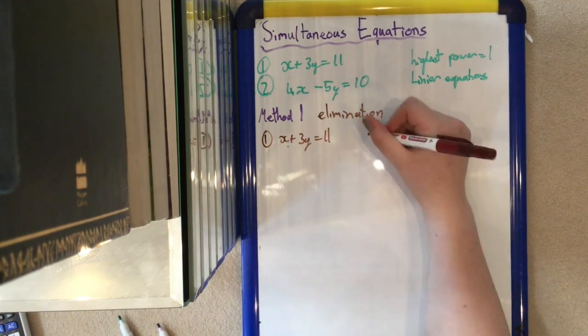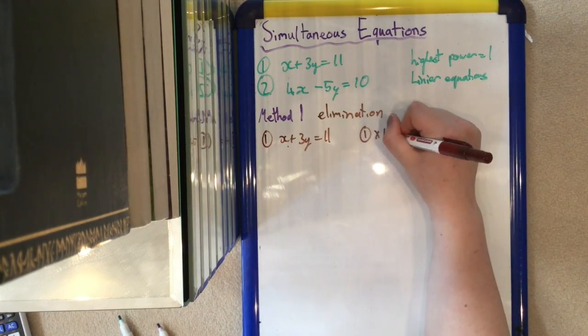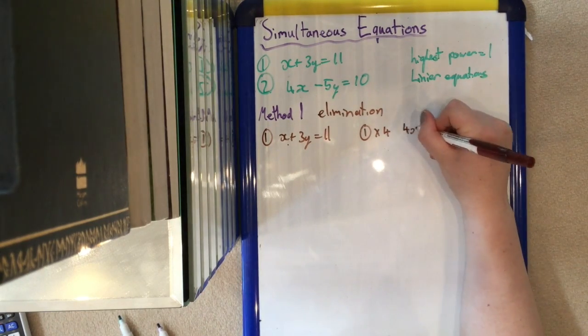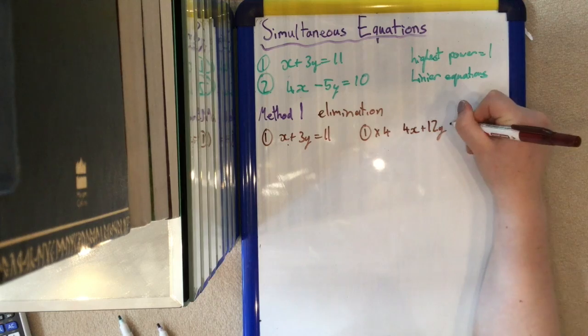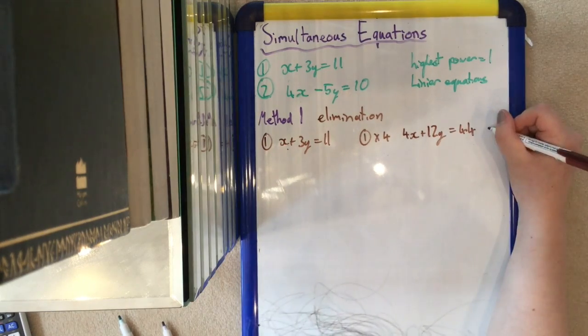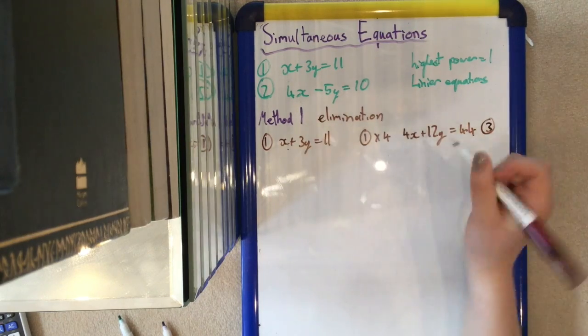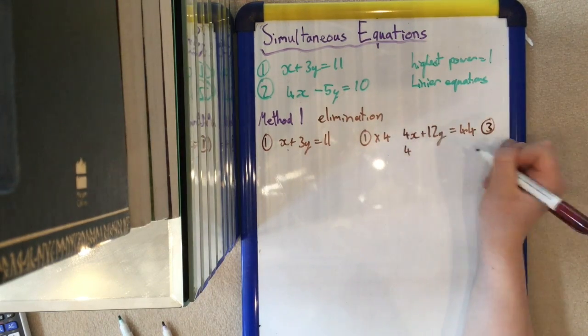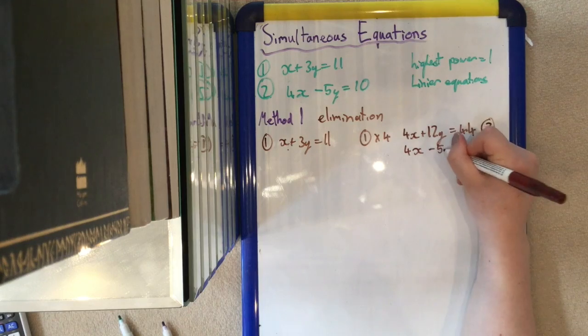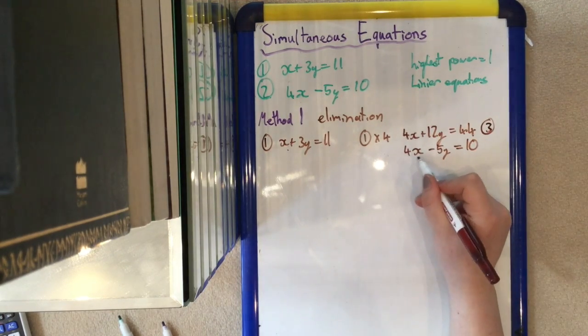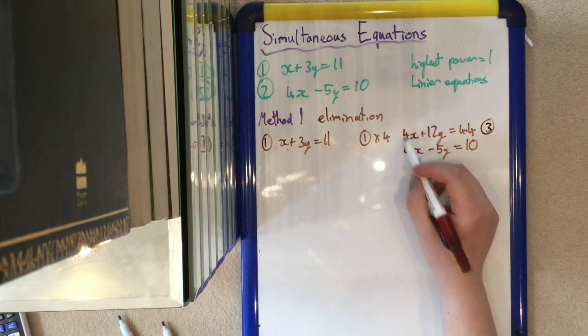The way I'm going to do that is I'm going to take equation 1 and multiply everything on it by 4, which gets me 4x plus 12y equals 44. I'm now going to christen this equation 3. I'm then going to take equation 2 and write it again under equation 3. So 4x minus 5y equals 10. And as you can see, these x's now have the same coefficient of 4.